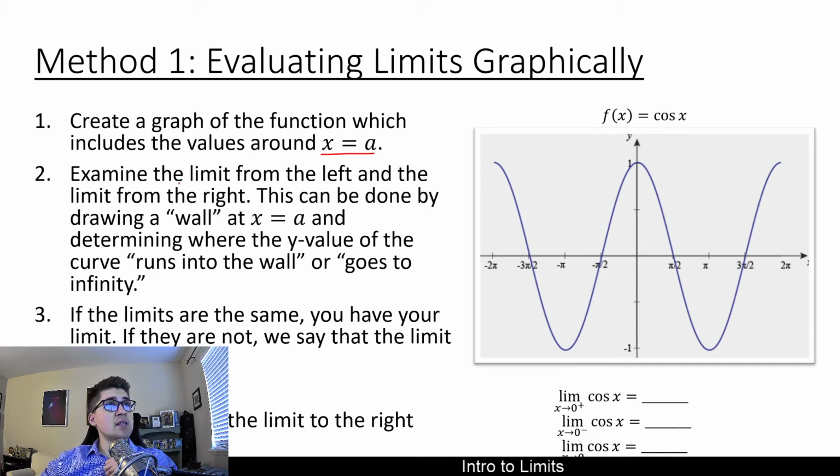And so step 2 says examine the limit from the left and the limit from the right. This can be done by using the wall method that I described before, tracing the curve from the left-hand side and the right-hand side, trying to see what's happening from each direction. And step 3, if the limits are the same, you have your limit. It should be the y value where those meet up.